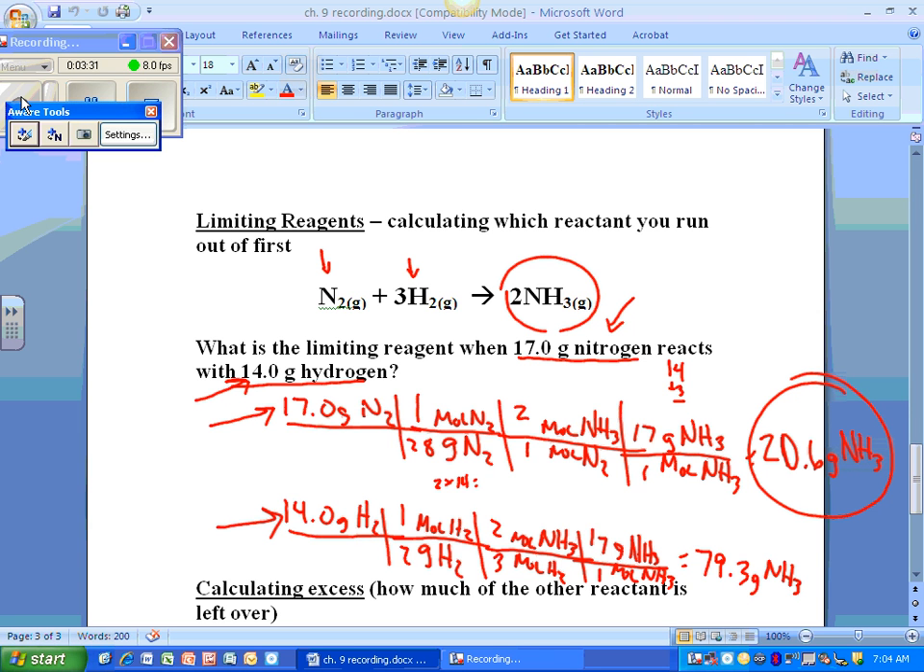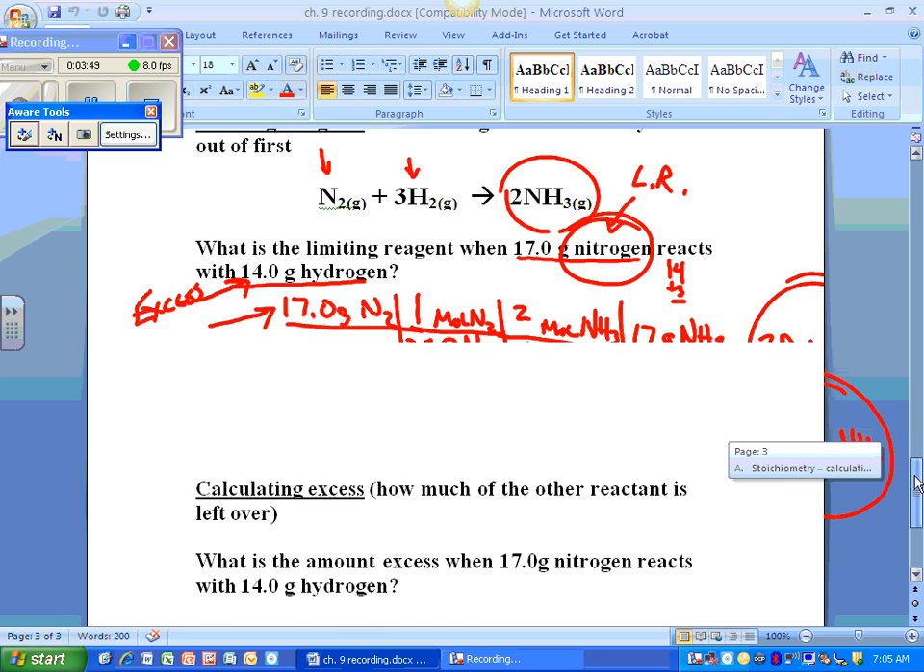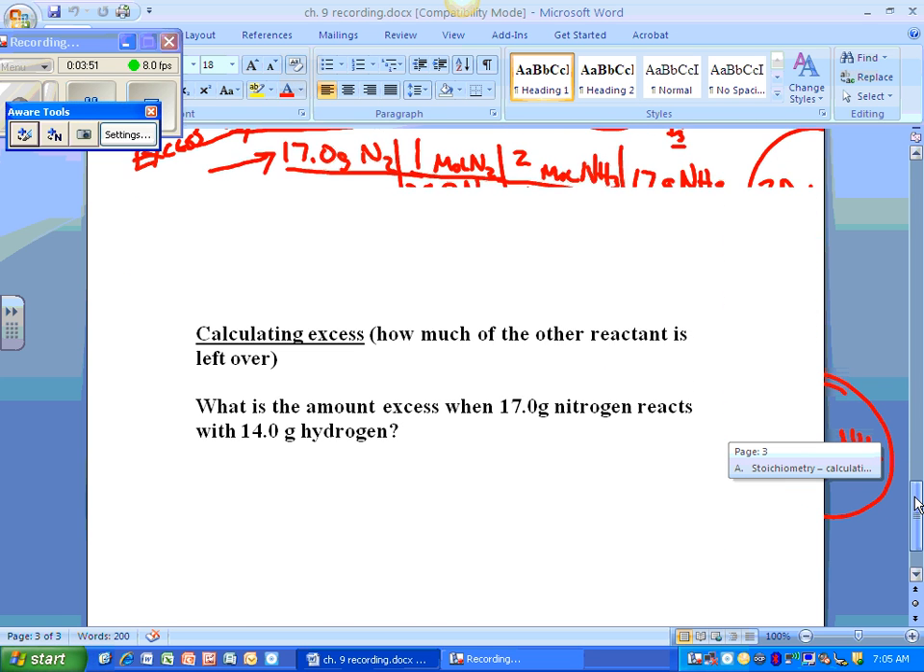My limiting reagent is nitrogen. Okay? That's my limiting reagent right there. I have hydrogen in excess. Okay? So really, you just do the stoichiometry twice, solve it for the same product, and then you circle your smallest answer. The reactant that gave you that answer, that's going to be your limiting reagent.